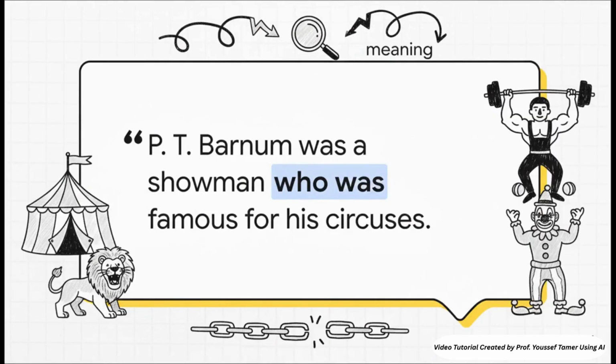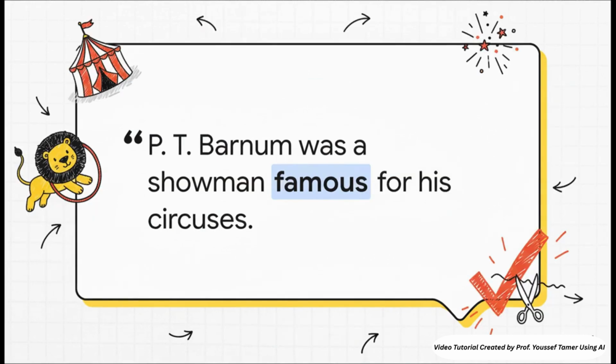Okay, take a look at this sentence. P.T. Barnum was a showman who was famous for his circuses. Is it grammatically correct? Yep, 100%. But could it be sharper? Could it have more punch? Absolutely. That little phrase "who was" is taking up space without adding new information. And boom. Look at that. Just by trimming out "who was," the sentence is suddenly tighter, more direct, and it just sounds more professional. P.T. Barnum was a showman famous for his circuses. It flows better, it hits harder. That kind of tiny edit is what really elevates your writing.